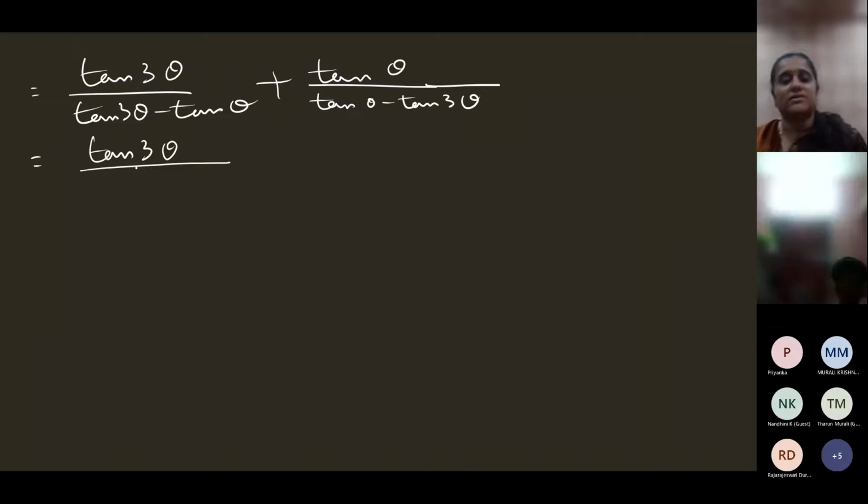Children, we have seen this earlier. I'm not able to hear you clearly. Children, what is A minus B equal to? Is it equal to B minus A? Minus of tan 3 theta minus tan theta, ma'am.